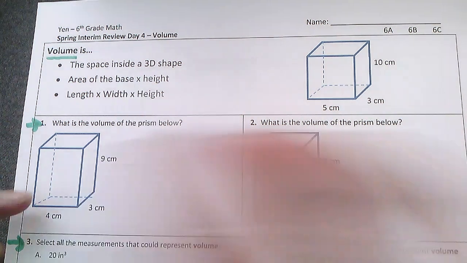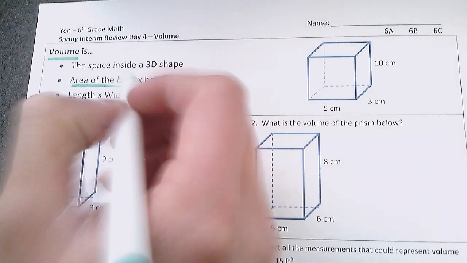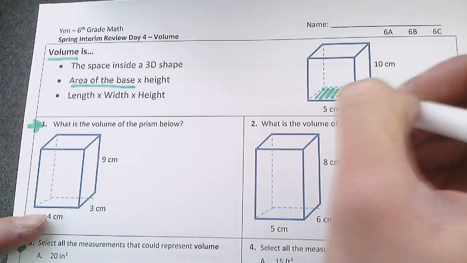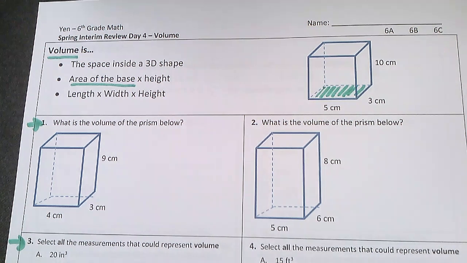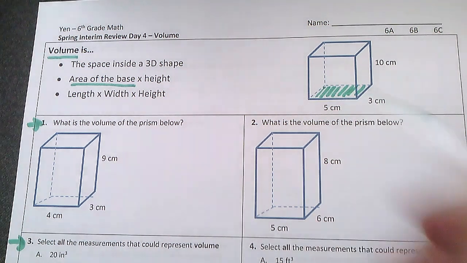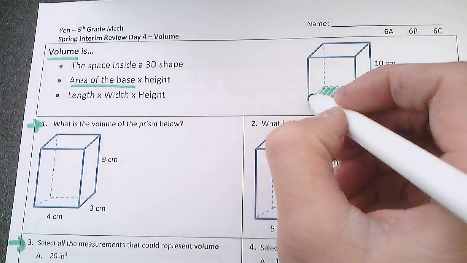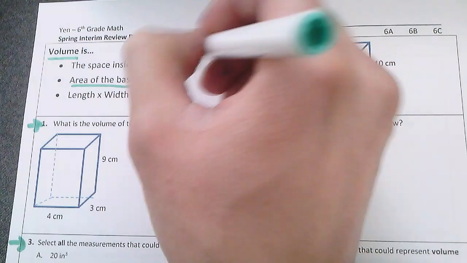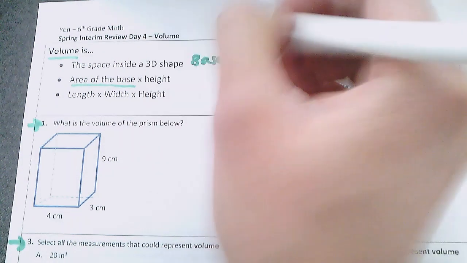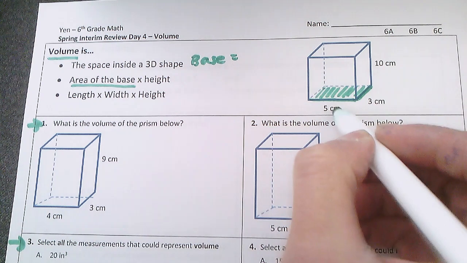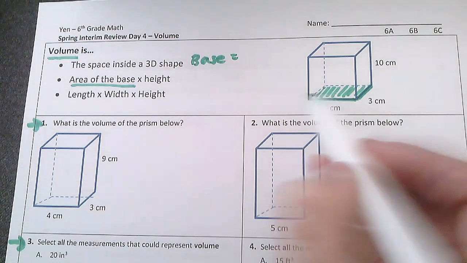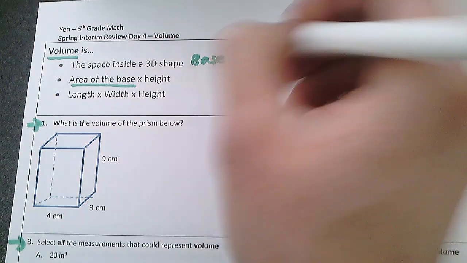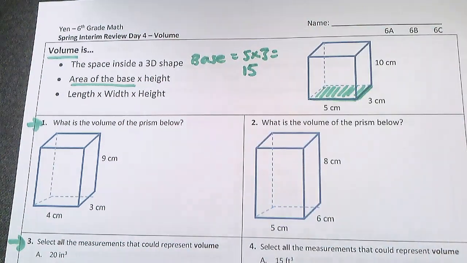The way that you can calculate the volume is we're going to take the area of the base. The base of this box right here is that bottom layer, and the base is just a rectangle. So its area is the length times the width. So the area of the base is going to be equal to 5 times 3, and that equals 15.